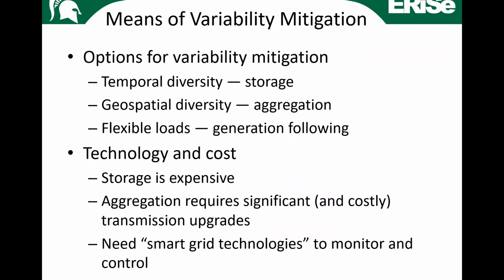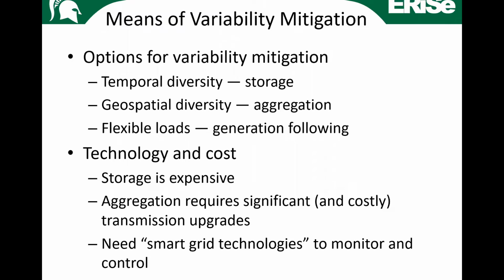How do we mitigate this? So at this time, there are three approaches to mitigating it. So you take advantage of the temporal diversity by using storage. Okay, so when you have a little surplus, you store it. When you have a little shortfall, you discharge the storage device. And so you can smooth out the variability that way.